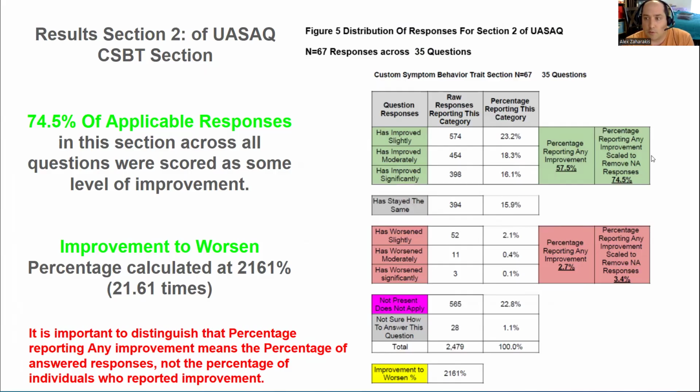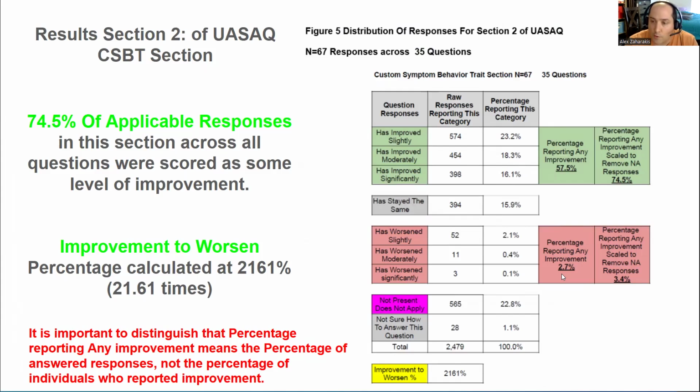In this section, same idea, looking at the number of responses, putting everyone's responses together. About 75% of the responses, when we remove the NAs in this section, are some level of improvement. If you leave the NAs in there, it's about 57%. Remember, the NAs are the things that are not applicable for that individual person. If we look at the worsening category here, only about 2 to 3% show any worsening for any of these.